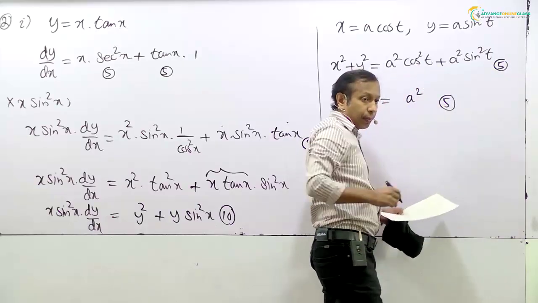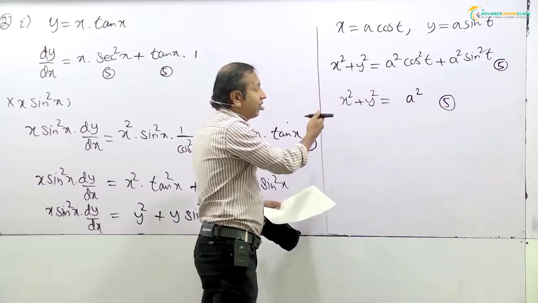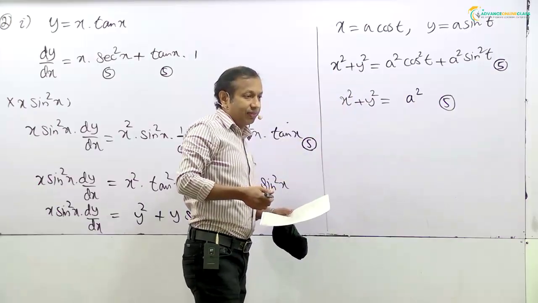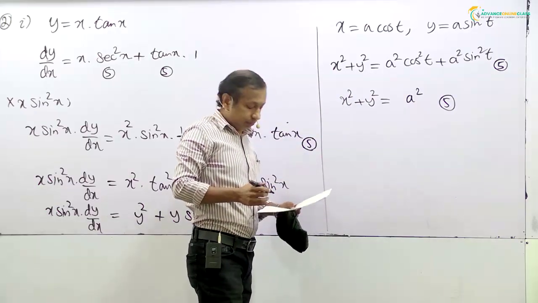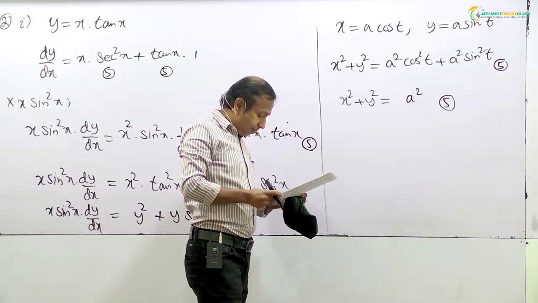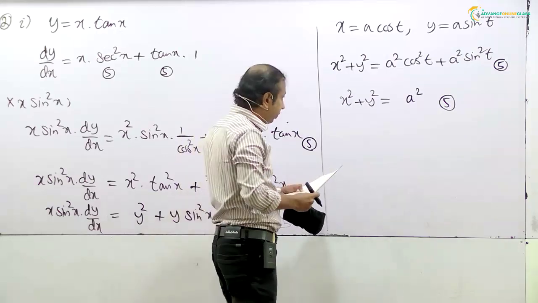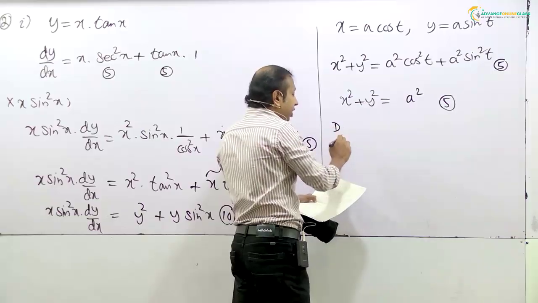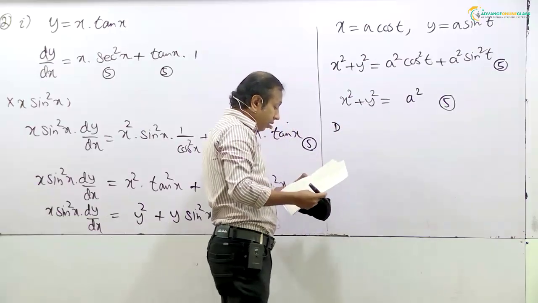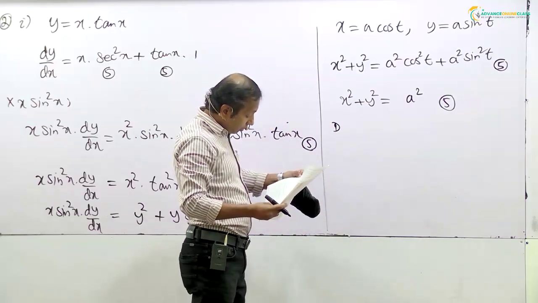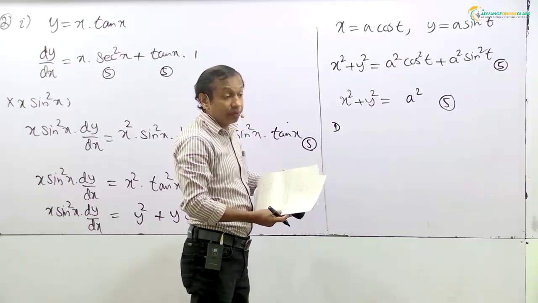Now we can keep differentiating this with respect to x. First differentiate this. We need the third derivative, no? Up to the third derivative. Third derivative with respect to x only is asked.